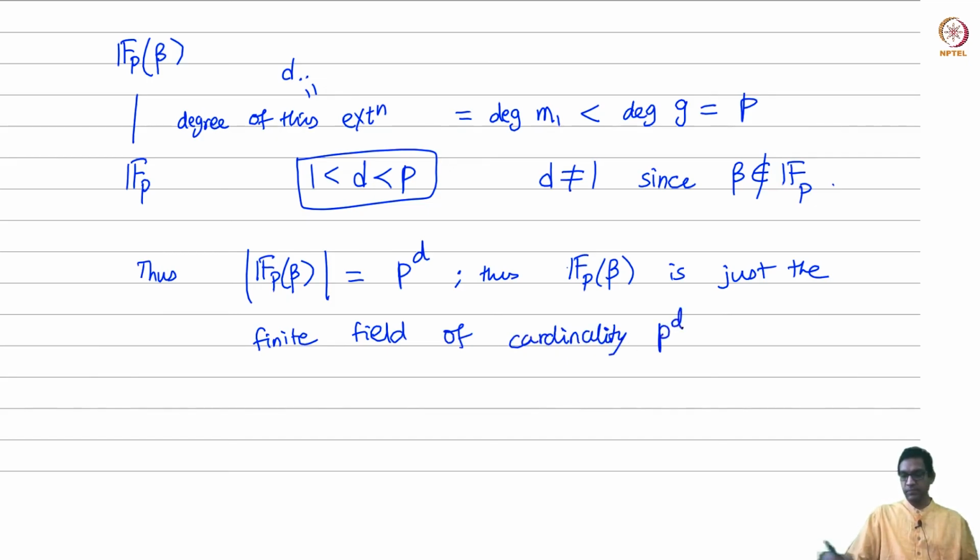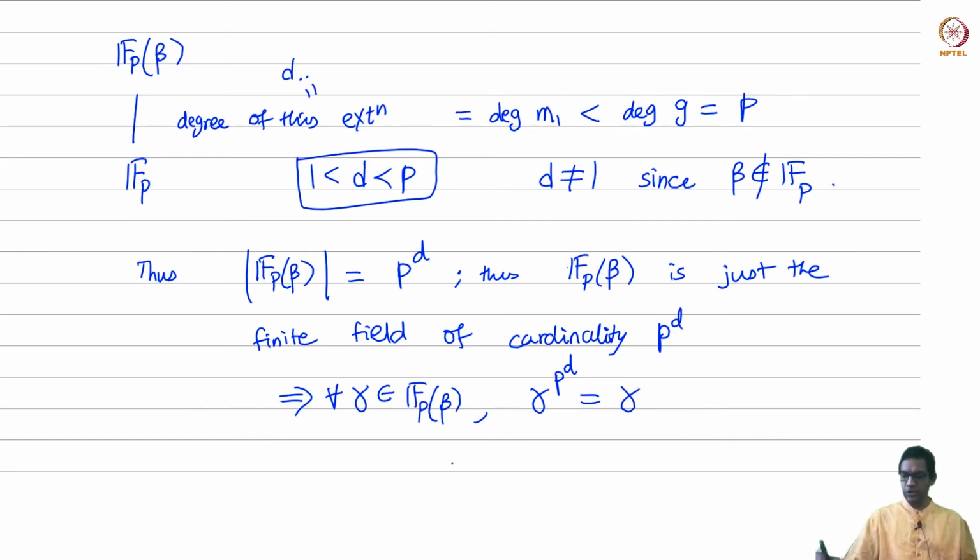p to the power d, which means in particular that if you take any element from this field, if I take gamma for all gamma in this field, if I raise gamma to the power p to the power d, the cardinality of the field, I am supposed to get back gamma, right? This is the property that these finite fields have.